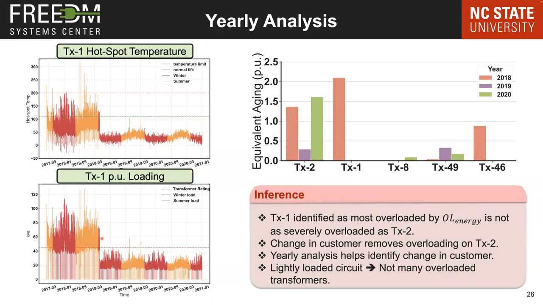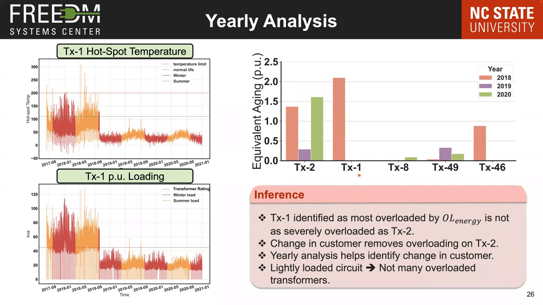But from a utility perspective, what they can do is change this equivalent aging strategy from an overall 3-year period to a yearly analysis, so that now you can easily see that the transformer 1 was overloaded in 2018, but then it is not overloaded anymore in 2019 or 2020, which is due to the change in customer. So basically, the utility does not have to worry about transformer 1 anymore, because it is not overloaded anymore, so they can simply continue using the transformer.